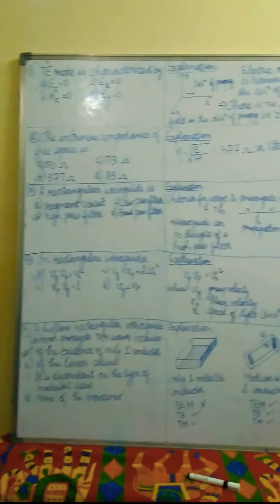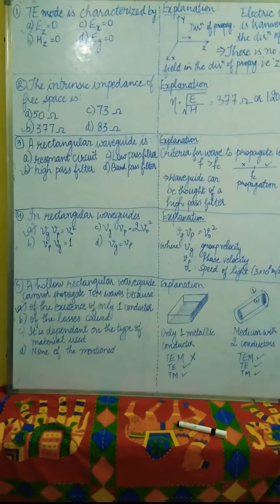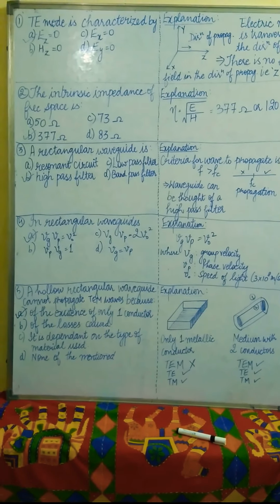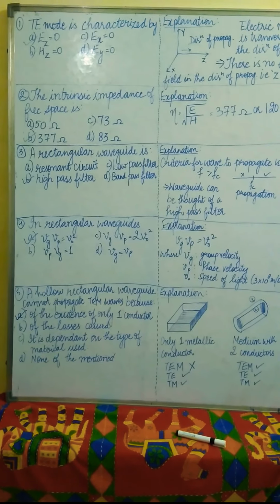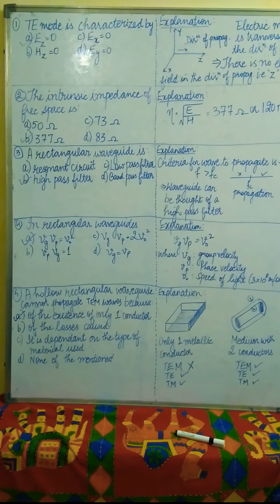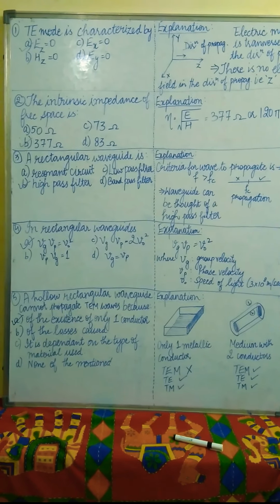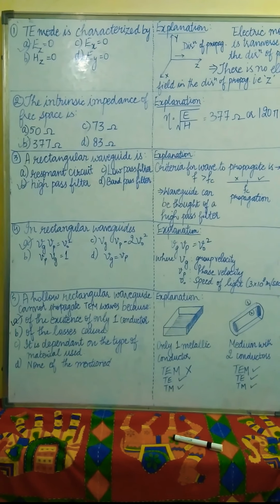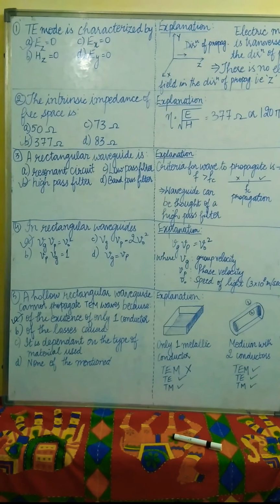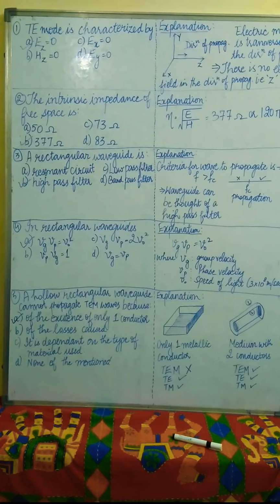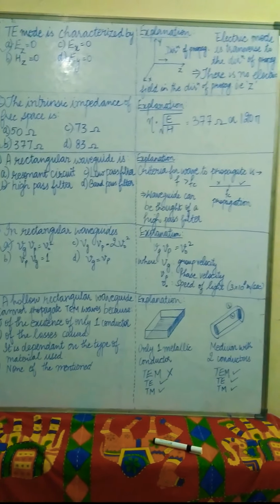Question number 3. A rectangular waveguide is... so what is a rectangular waveguide? Options: resonant circuit, high pass filter, low pass filter or band pass filter. The correct answer is high pass filter. How is a rectangular waveguide a high pass filter?